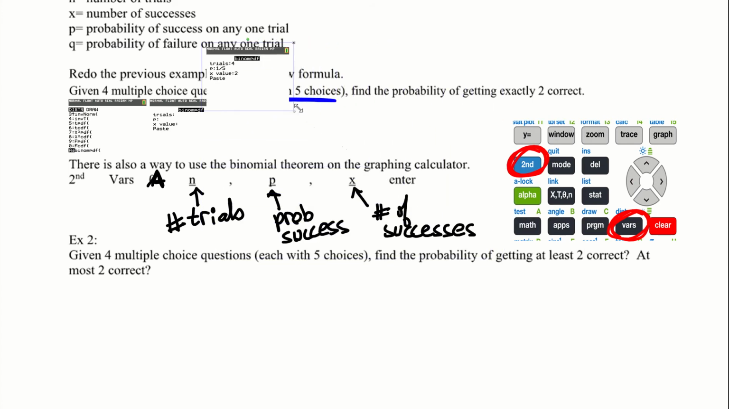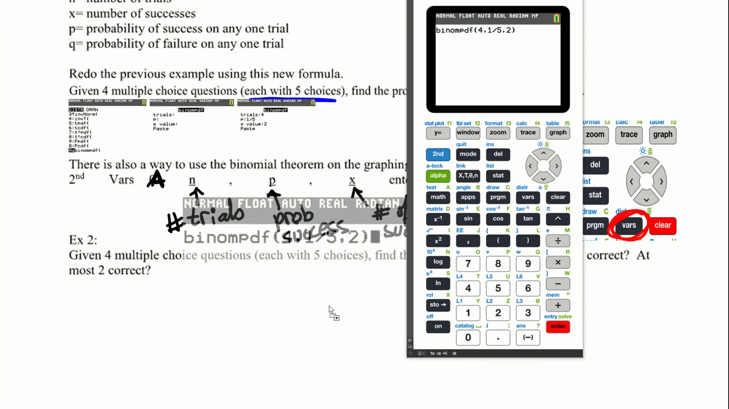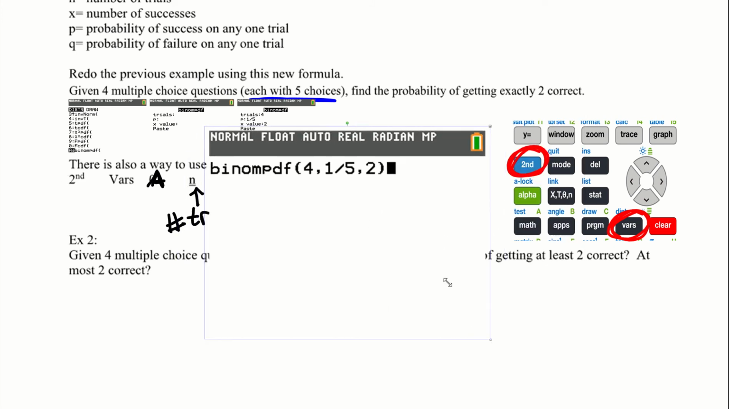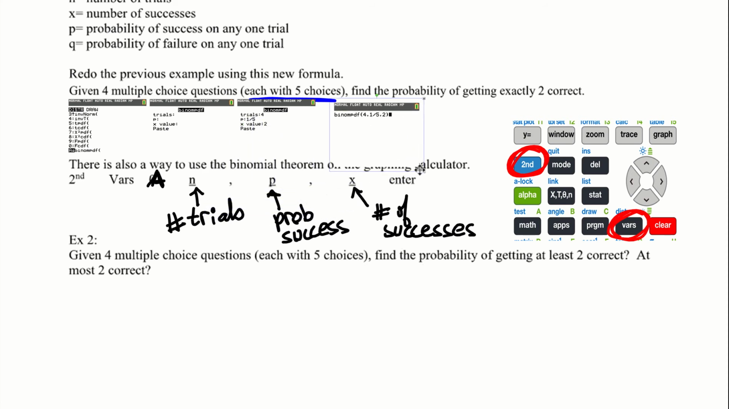Now, if you're the one taking the multiple choice test, you want more than 2 successes, but for the purpose of this question, we're just going for 2. Then you select paste. You can see it has the same setup as what I wrote here. So what's the P again? Probability of success. And what did you guys say? 1/5. So 1 divided by 5, yep.